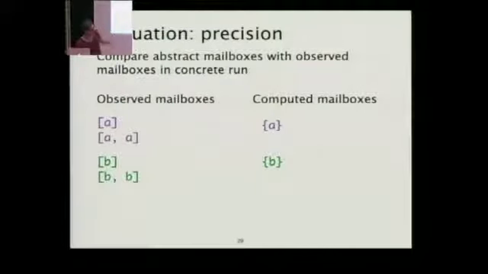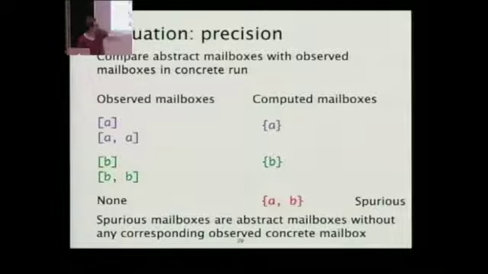So here we have a mailbox containing A's, a mailbox containing B's. In the abstract, we will have, for example, with the set abstraction, the set containing only A and the set containing only B. If we can, for each abstract mailbox, find a correspondence with the concrete ones, that's good. If we have mailboxes that do not have a corresponding element in a concrete run, we count this as a spurious element, and these are the elements we want to minimize. So in that case, the mailbox in red is a spurious mailbox.